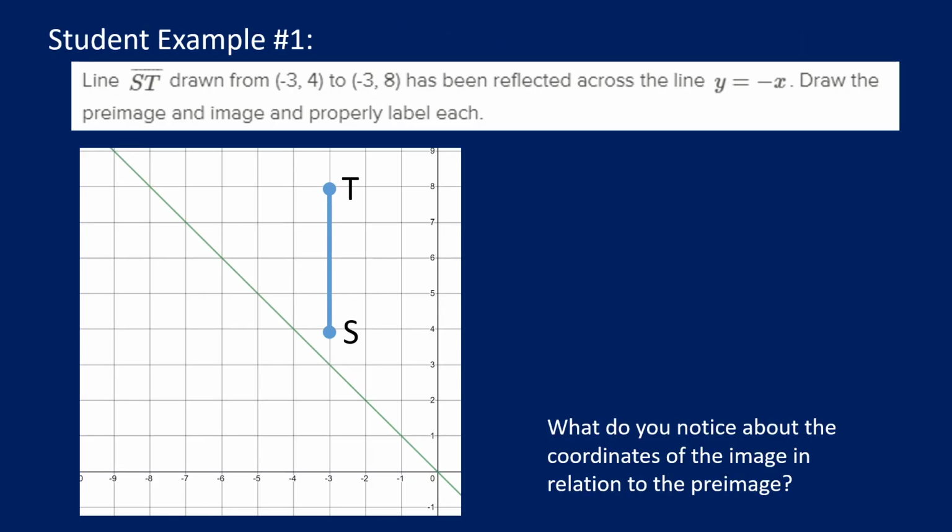You may want to try this one yourself. Same thing, we're taking a line segment and reflecting it across the line y equals negative x. And we're going to notice a pattern from this.